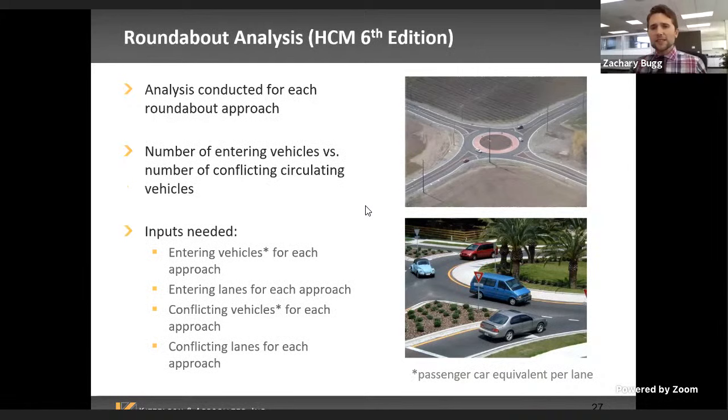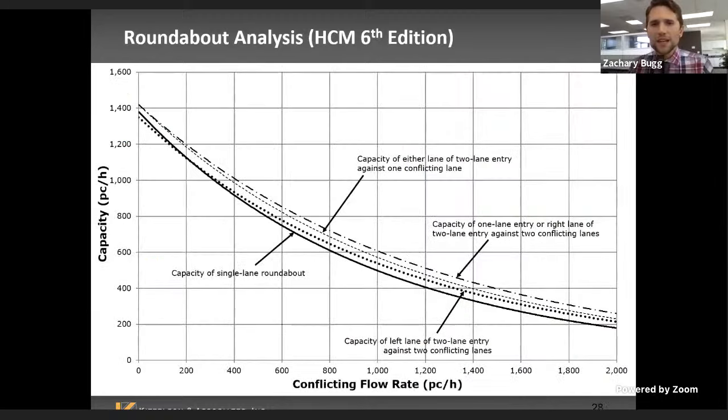With roundabout analysis and operations, it's actually a lot simpler to analyze, and you can even do it by hand. I don't know if any of you have had to use the Highway Capacity Manual or other methodologies to analyze a signalized intersection by hand. I remember back in undergrad having to do a signalized analysis by hand. It was pretty painful. Roundabout analysis is very easy to do by hand, and I'll show you in this graphic here.